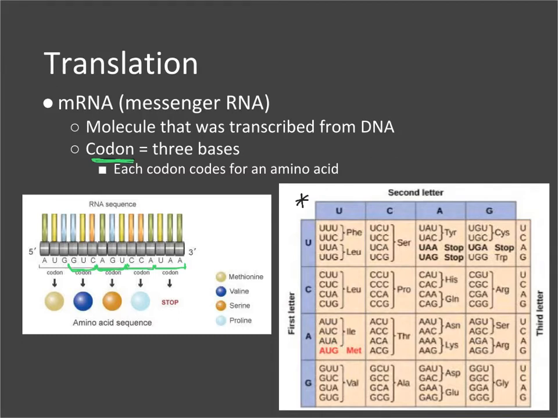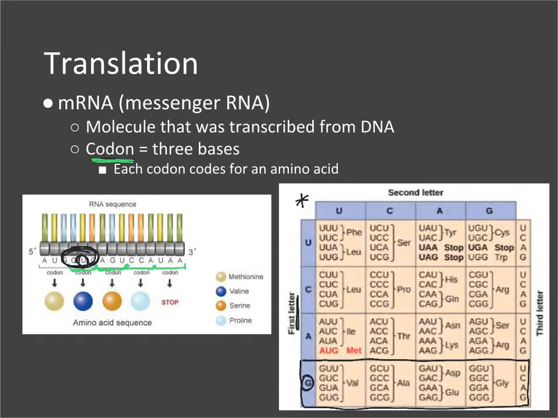Instead, if I give you a chart like this, you need to be able to use it to figure out which codon codes for which amino acid. So let's take a look at this codon here, this GUC that we see right here. The first letter is going to be G. So that means that our amino acid is going to be in this row on the chart right here because our first letter is G.